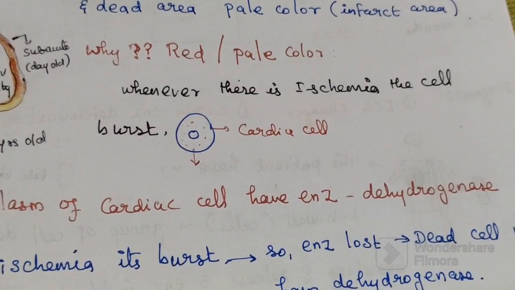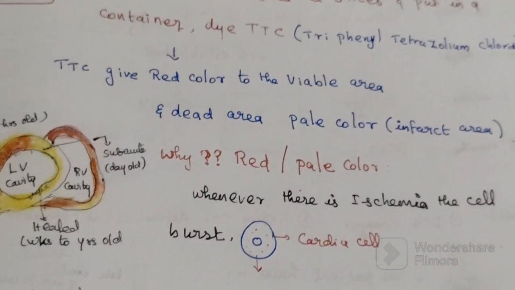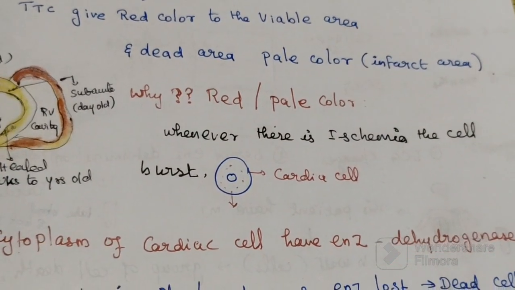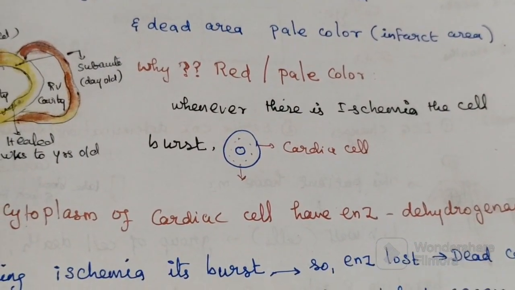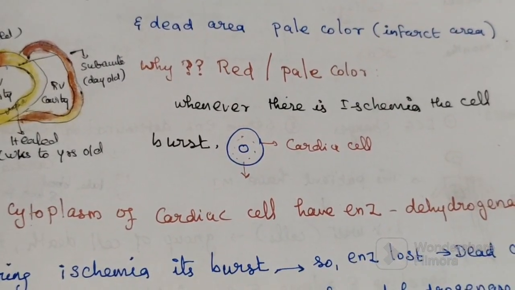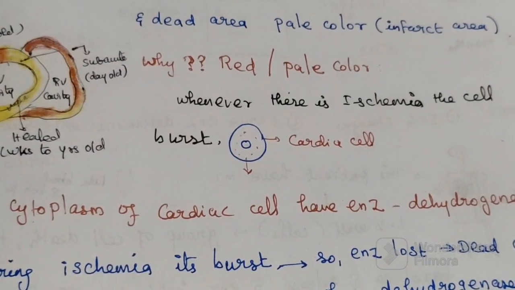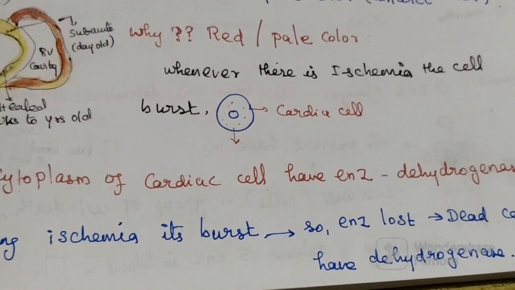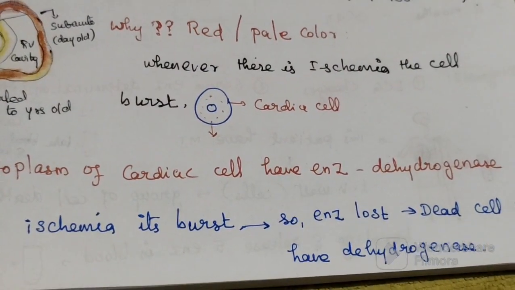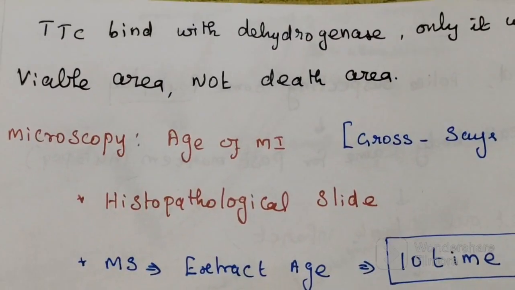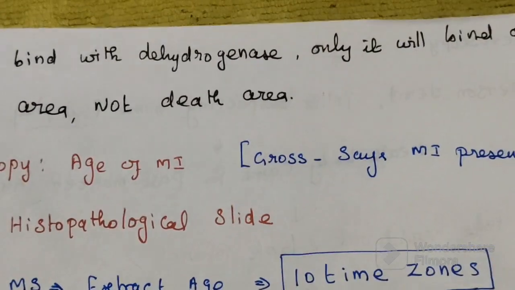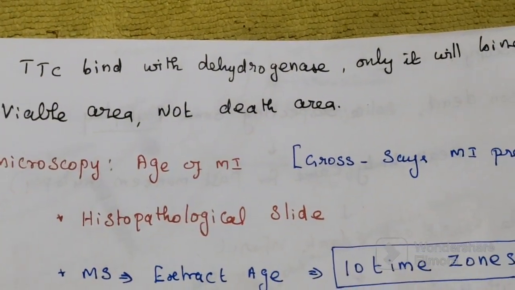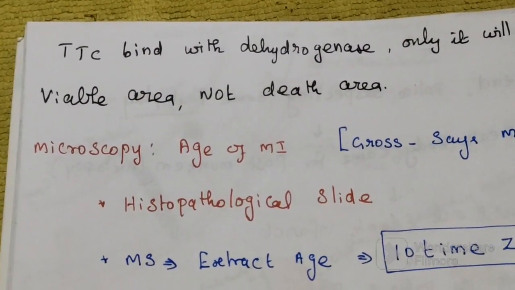So TTC binds with dehydrogenase. This is the principle. TTC binds dehydrogenase, so it binds the viable area, producing red color. A dead cell doesn't have dehydrogenase enzyme, so it produces pale color. TTC binds with dehydrogenase only in the viable area, not in the dead area, so it produces red color.